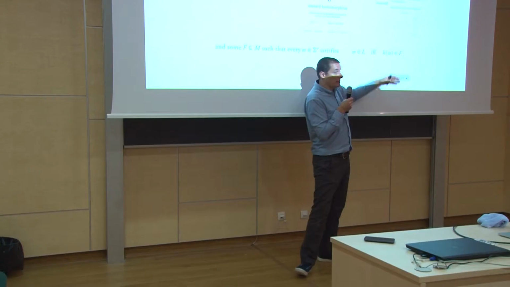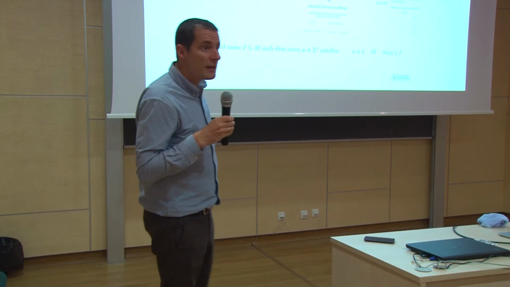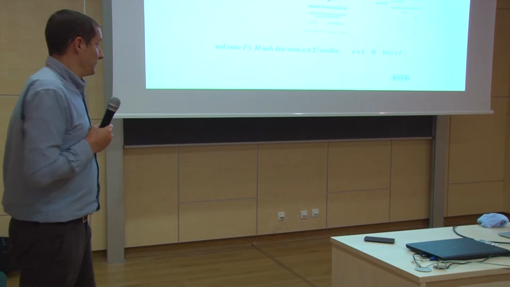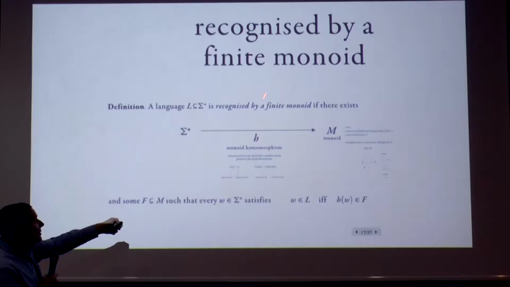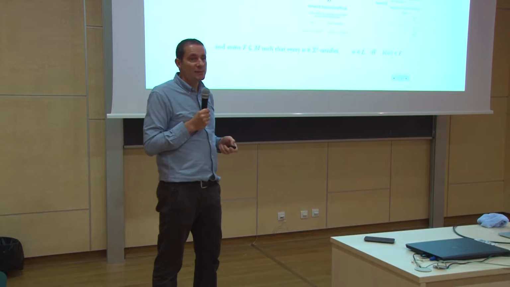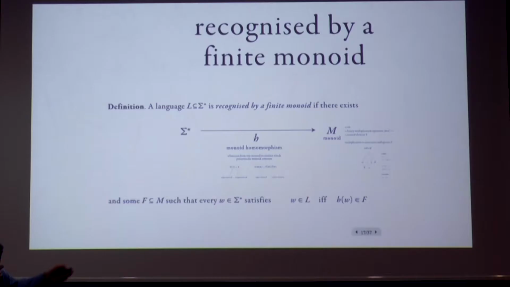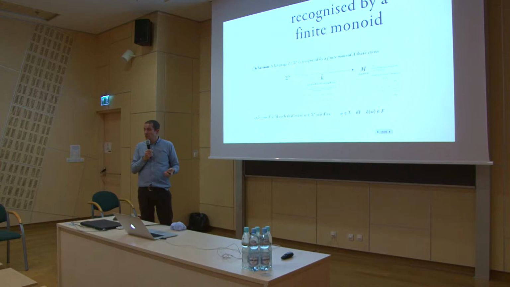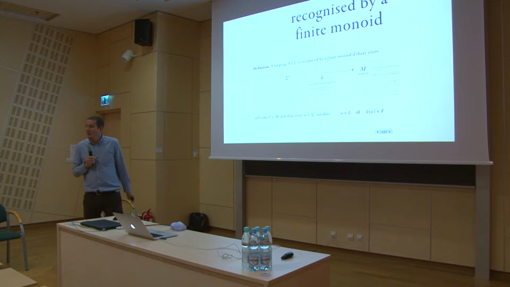So there's nothing going on here. It's a very, very straightforward definition. I wanted to do it very slowly so that the generalizations will come more naturally. Okay, so that's recognition by finite monoids. Of course, you could say recognized by a not necessarily finite monoid. You could do that as well. This would be a trivial notion because every language is recognized by a not necessarily finite monoid: you could take the identity function from sigma star to sigma star, and then the accepting subset is going to be your language. So there's nothing to be gained by that.